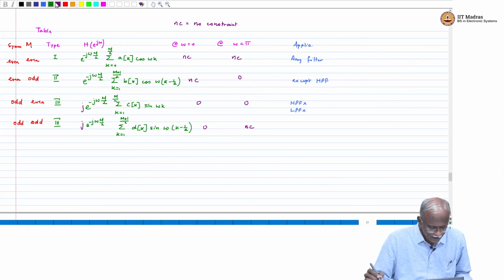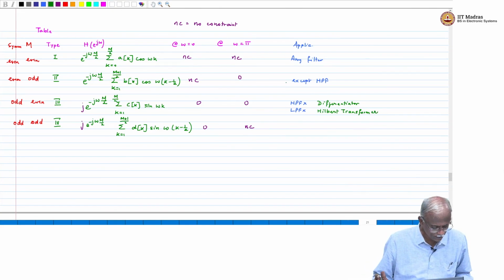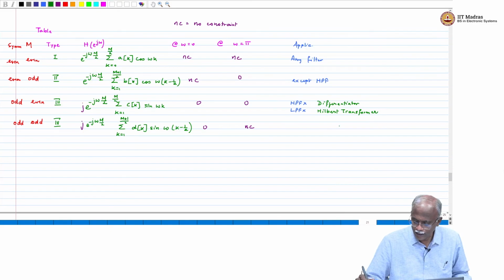And of course, you cannot design a high pass filter, nor a low pass filter. But then you may ask, what is this useful for? It is useful for several filters, some of which I will just mention. Again, when you study the design of filters, you will appreciate it. This can be used to implement what is called a differentiator. It can be used to design something called a Hilbert transformer. So these are filters that are used in communication. So basically, there is a use for this class of systems. Similarly, here again you can use type 4 for differentiator and Hilbert transformer. You can use it for a high pass filter, but low pass filter, no, not allowed.